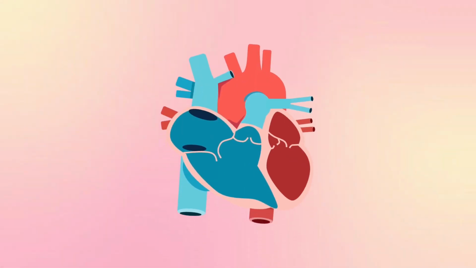The heart valves ensure that blood flows in only one direction. There are 2 types of valves, atrioventricular valves and semilunar valves. The atrioventricular valves include the tricuspid valve located between the right atrium and the right ventricle, and the bicuspid valve between the left atrium and the left ventricle.